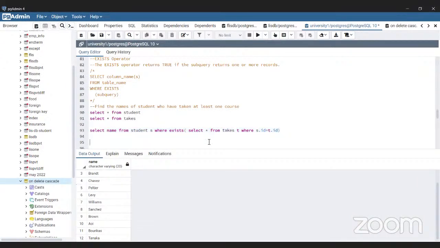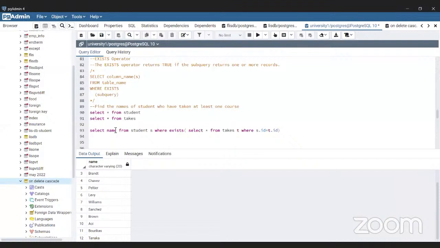What happens in this query: select name from student S where exists select star from takes T where S.ID equals T.ID. We take each ID and compare whether the ID is present in the takes table or not. If at least one record is present, it returns true. If it returns true, then it will print the name of the student.